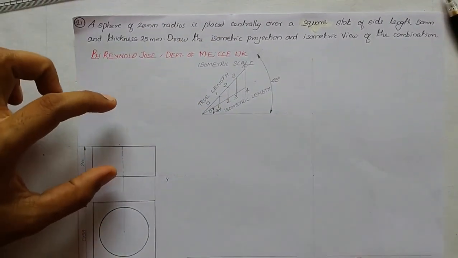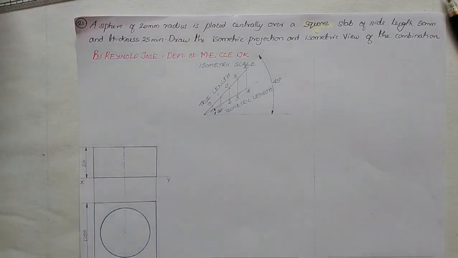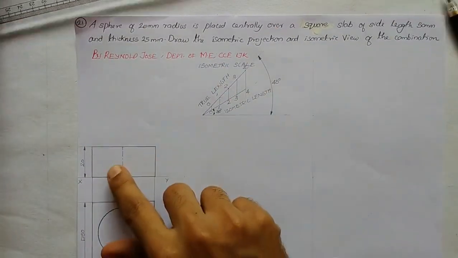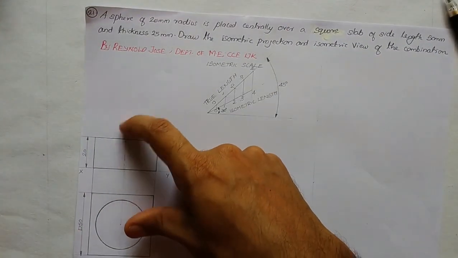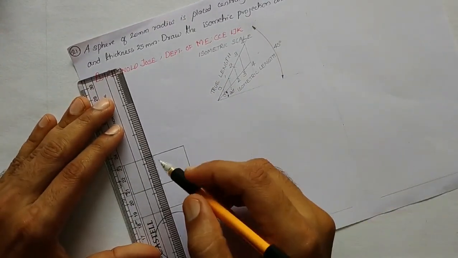Now we shall draw it in the front view. The front view of the sphere, again it is a circle. So how to draw it? Let us extend this axis slightly in this direction, 20 above, using a thin line.